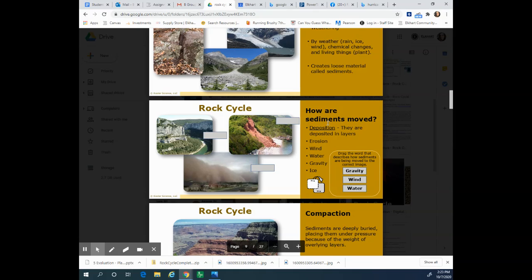How are sediments moved? Deposition. They are deposited in layers. They're eroded over time. They are worn by wind and water and gravity and ice. So right here with these pictures, what you're going to do is determine which one is gravity, which one is wind, and which one is water.